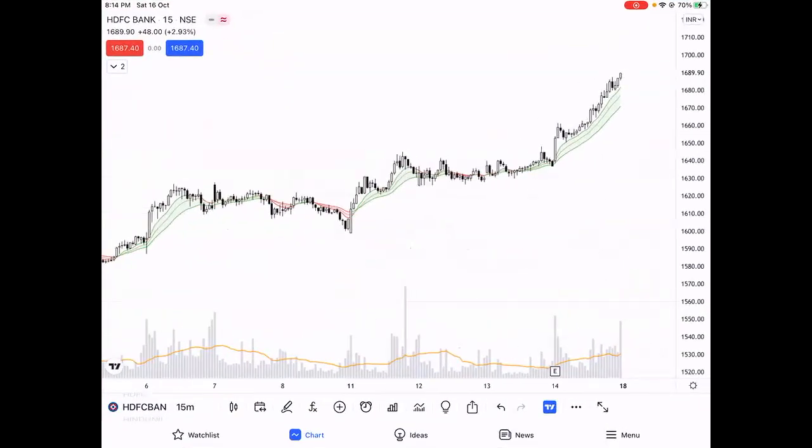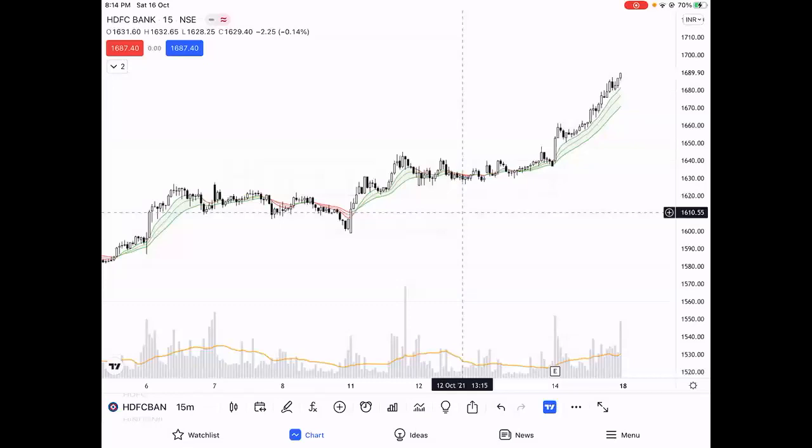Now, what we are using here is the high intensity PEMA, that is 8, 13, 21, right? Now, high intensity PEMA is 8, 13, 21. That is a moving average with period 8, moving average with the period 13 and 21, right? This is high intensity.